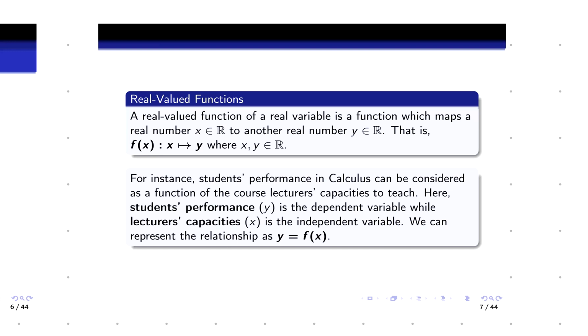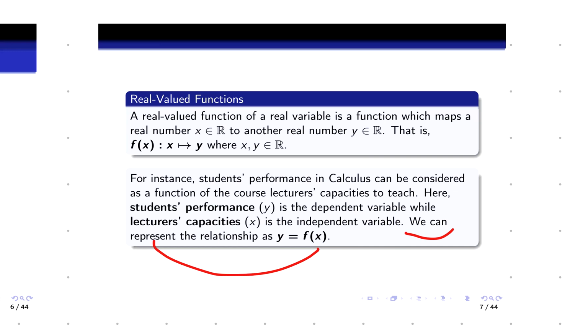So in this case, we can say student performance y is the dependent variable, while lecturer's capacity x is the independent variable. So it means student performance depends on lecturer's capacity. So we can then represent the relationship as y equals f of x, right?